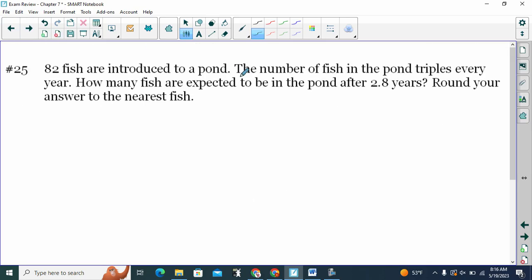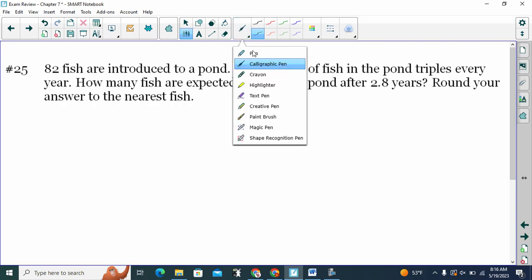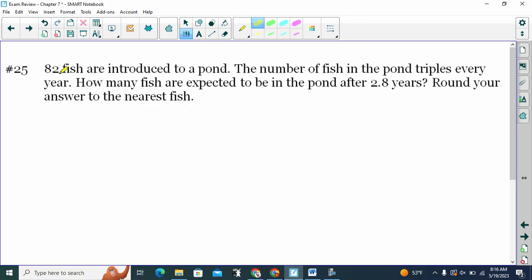And the last problem here is a story problem. In your notes, you don't need to write down every word, but the minimum we should write down: we start with 82 fish. 82 fish are introduced to a pond. The number of fish triples every year. And we want to know how many fish do we have after 2.8 years. 82 fish are put into a pond. That number triples every year. We need to know how many we have after 2.8 years.